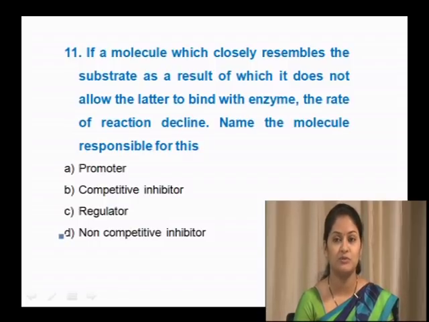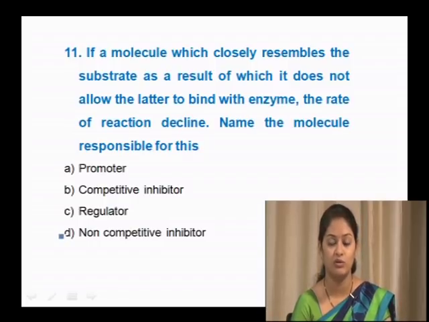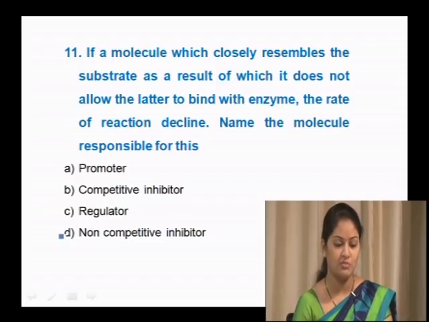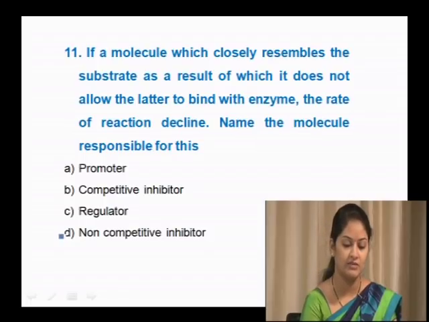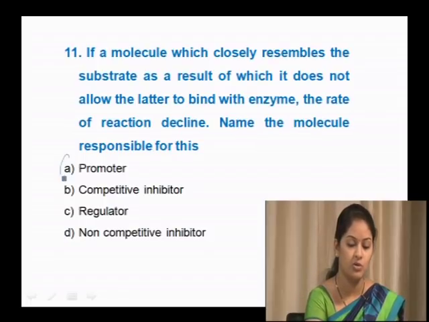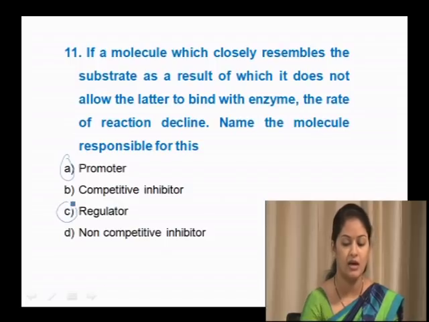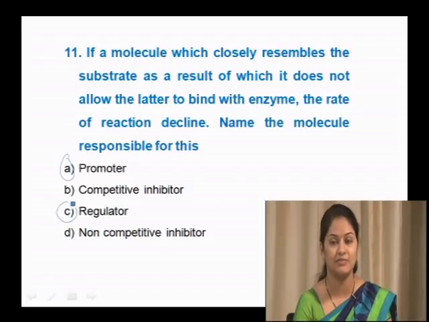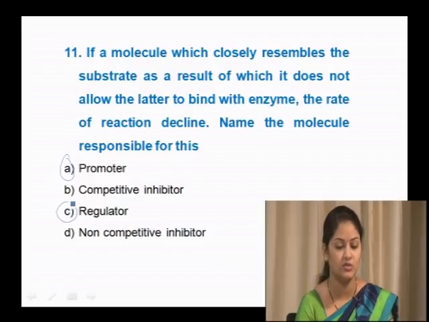Okay, in this question we are discussing about one more factor which affects the rate of enzymatic reaction. Options given here are promoter, competitive inhibitor, regulator and non-competitive inhibitor. So be clear with this. Promoter and regulator are not associated with enzyme action at all. Therefore, those two are not the right answers. So exclude them. We are left with competitive inhibitor and non-competitive inhibitor.